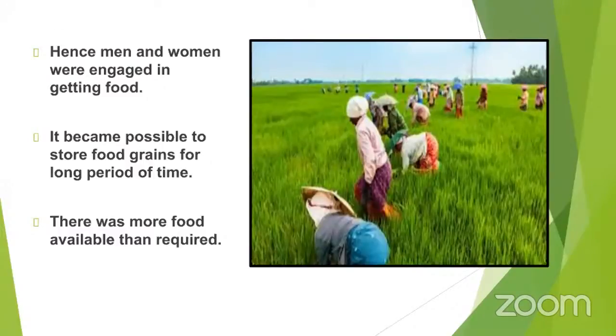See, here I have shown some pictures of agriculture. Here, man and women both are engaged in agriculture. So, it became possible to store food grains for a long period of time. There was more food available than required. Everybody started doing this agriculture, so they could grow more crops. So the food was in more quantity, more than the required amount.